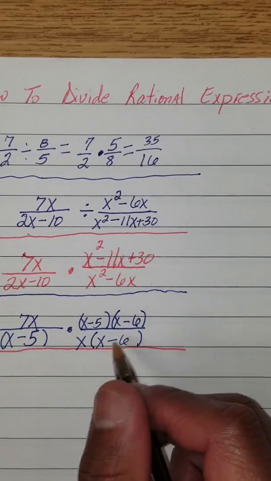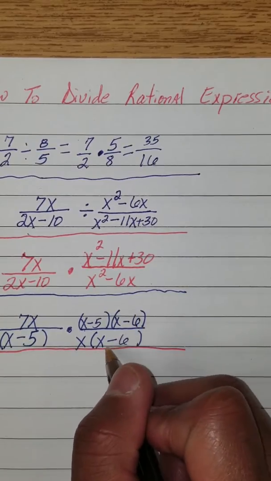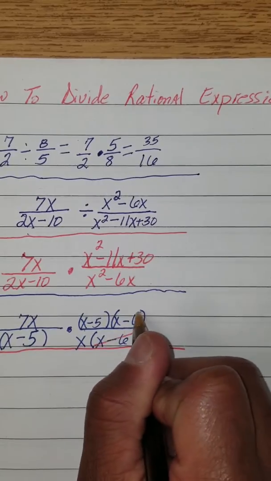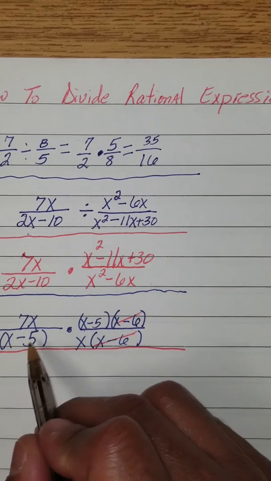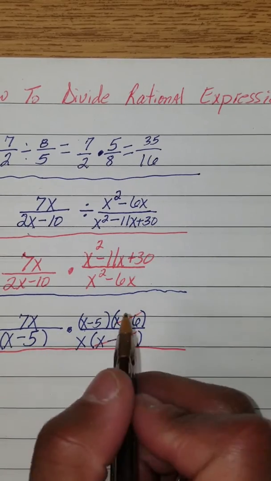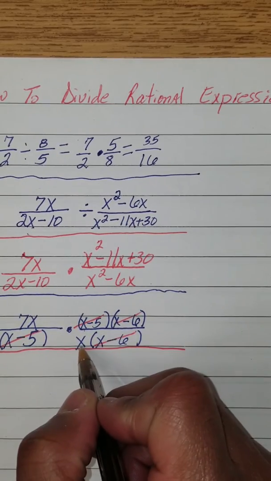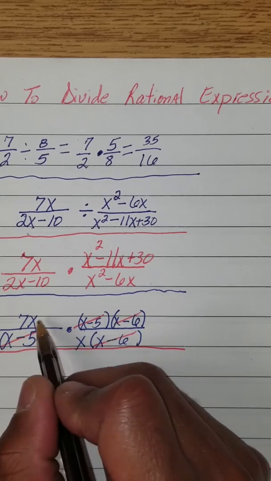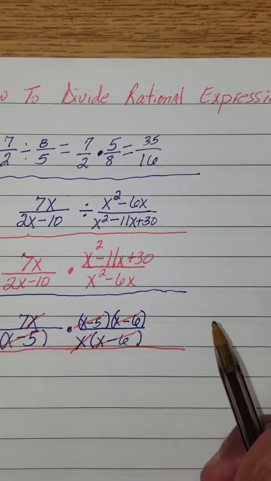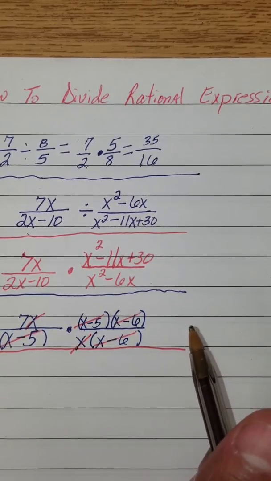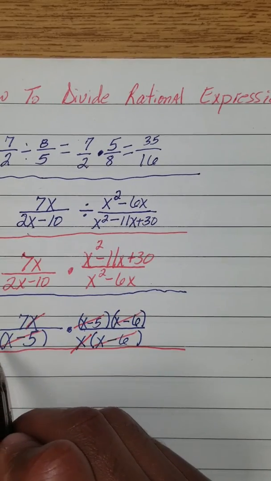From here, I will look for common factors. Clearly, I have x minus 6 in the numerator and denominator, so both of those will divide into each other evenly. Here I have an x minus 5 and an x minus 5. Therefore, both of these will divide each other evenly. Here I have an x, here I have an x, that's outside of the parentheses. Clearly, they both will divide each other evenly. The only thing that I am left with in this case is simply a 7 divided by 2.